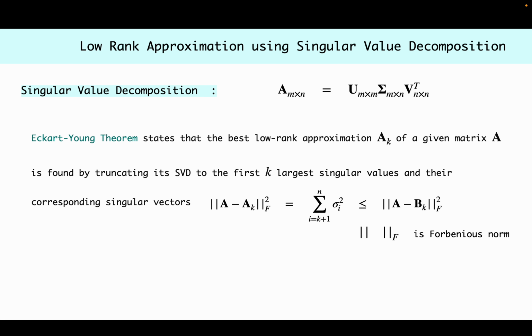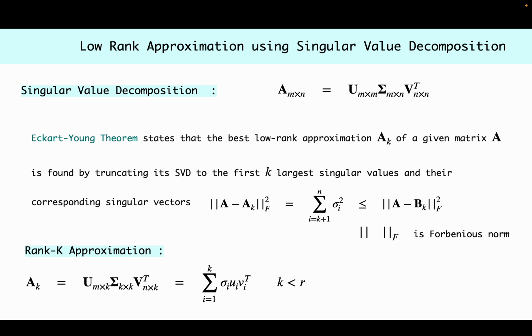So the best in this sense means that the error between A and A_k computed using Frobenius norm is less than for any other matrix B_k. If you take the kth rank approximation of all matrices and compute the error with the A matrix, the matrix obtained using SVD, which is A_k, will have the least error compared to any other matrix. That's what this theorem states, and in that sense, SVD gives the best kth rank approximation of any matrix. This low rank approximation can be obtained using SVD as follows.